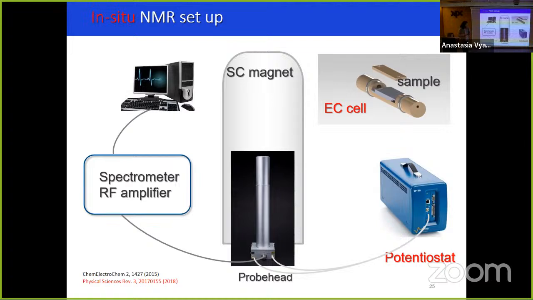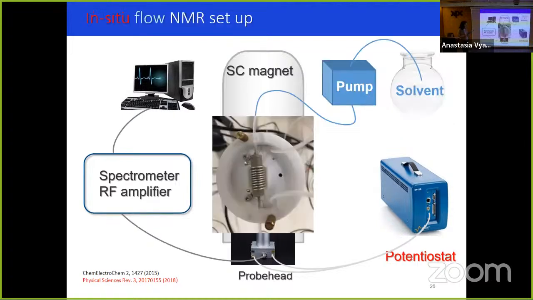But we have extended this research to a so-called in situ flow NMR setup, and in addition connected this setup to a pump and a container which contains liquid, for example, electrolyte. So the multi-functionality of this setup is as follows. We can provide continuous flow of a liquid or electrolyte. We can apply electrical voltage and measure NMR spectra at the same time.